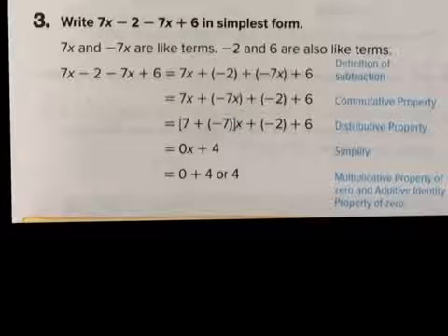Then we can separate the x out, and now we have 7 plus negative 7, which would be 0, 0 times x. And then over here, negative 2 plus 6 is 4. 0 plus 4, because 0 times x is going to be 0. Remember this rule: any number that we multiply by 0 becomes 0. Plus 4, it's going to just be 4. So that's our final answer. And that means also this.